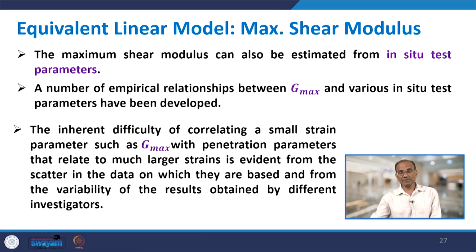Maximum shear modulus can also be estimated from in situ test parameters. A number of empirical relationships between Gmax and various in situ test parameters have been developed. The inherent difficulty of correlating a small strain parameter such as Gmax with penetration parameters that relate to much larger strains is evident from the scatter in the available data. These in situ relationships, for example SPT data or CPT data, may not give you the exact, accurate value.